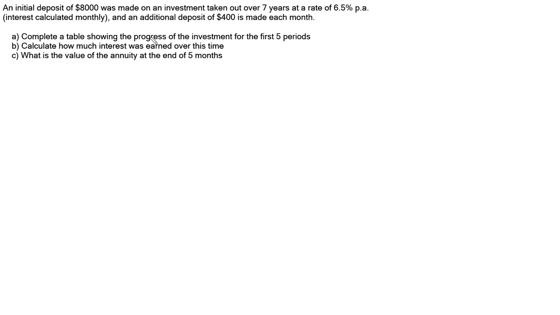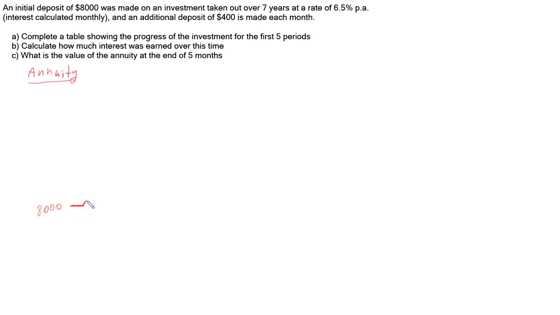So if we just stopped at the rate of 6.5% per annum interest monthly, that would be a normal compound interest problem. But because we've got this additional deposit of $400 made each month, we actually have an annuity. An annuity is an investment system where you start off with a particular amount, in this case $8,000, and then each period the bank adds in their interest, so the value goes up a little bit. And then you add your own bit of money.